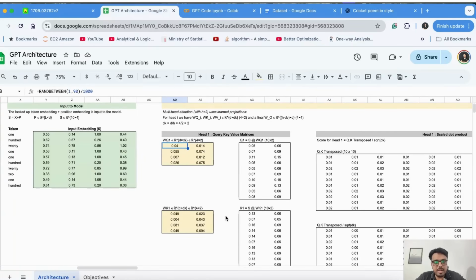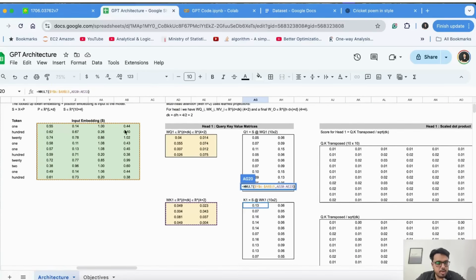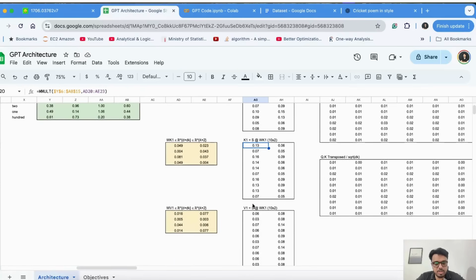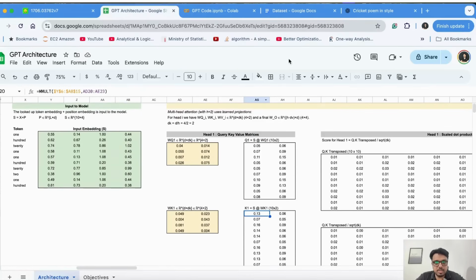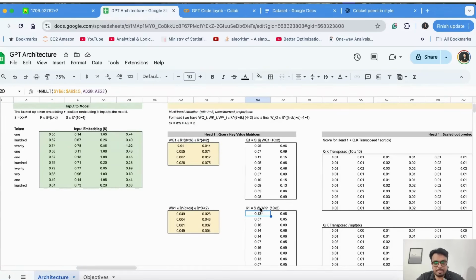Now the first thing that we do is to calculate Q1, right? And Q1 is nothing but matrix multiplication of input embeddings with WQ1, okay? And similarly K1 is input embeddings and WK1, so matrix multiplication over that. So again, I have written the formula all across the Google Sheets, so I will also be passing you the access for this Google Sheet so that you can go through all the calculations and all the matrix multiplication, how it is happening all along the way.